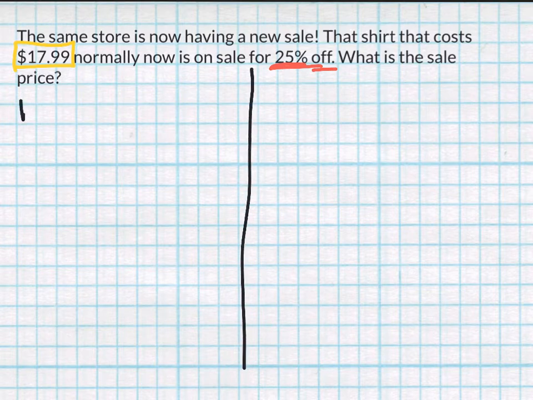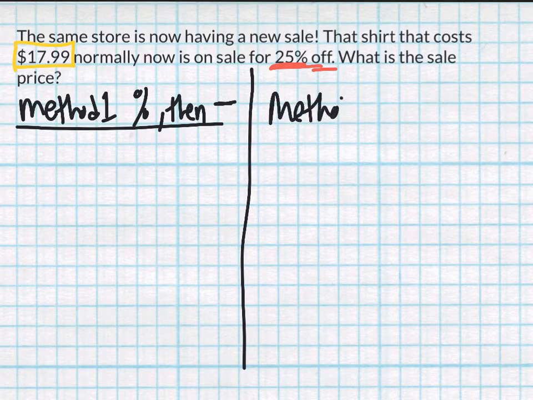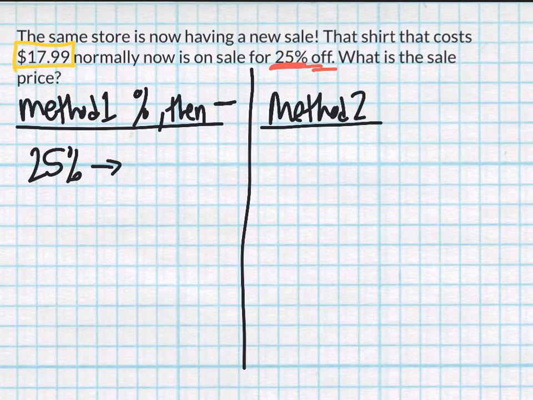So, we're going to do this 2 different ways. Method number 1, percent, then subtract. Method number 2, we'll talk about what that's called after we do method number 1. So method number 1, we're going to find the percent. So we're taking 25% off of $17.99. So we are going to take this 25% and change it to decimal form. Remember, we take that decimal here at the end, move it 2 places left, and we get 0.25.